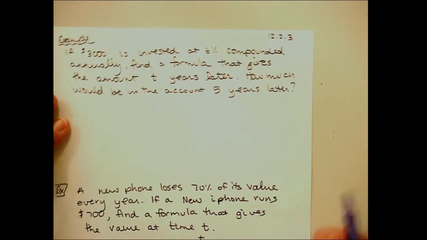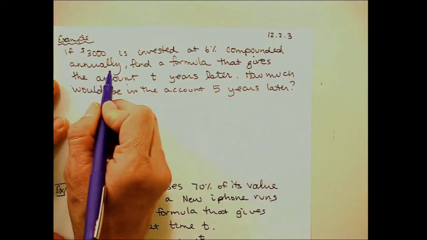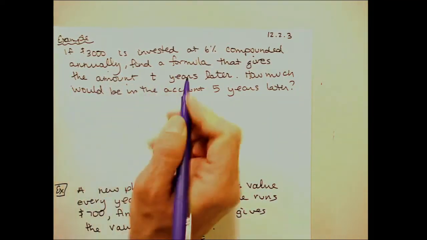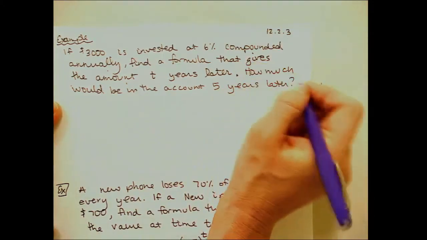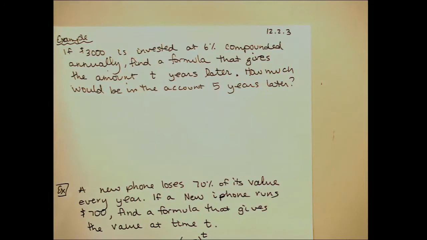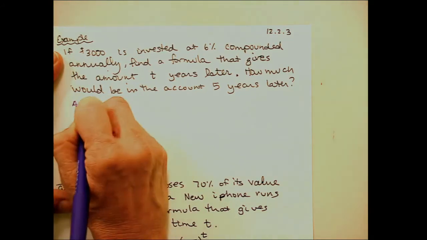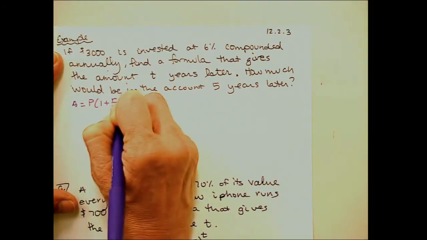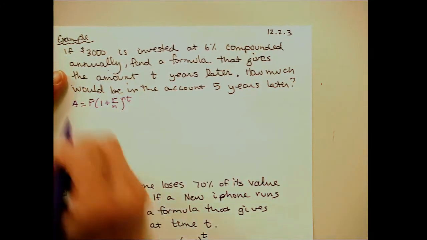So if $3,000 is invested at 6% compounded annually, find a formula that gives the amount we have T years later. So let's start with that. And then how much will be in the account 5 years later. So first we have to come up with the formula. So the generic A equals P times 1 plus R over N raised to the N times T. What does everybody stand for?